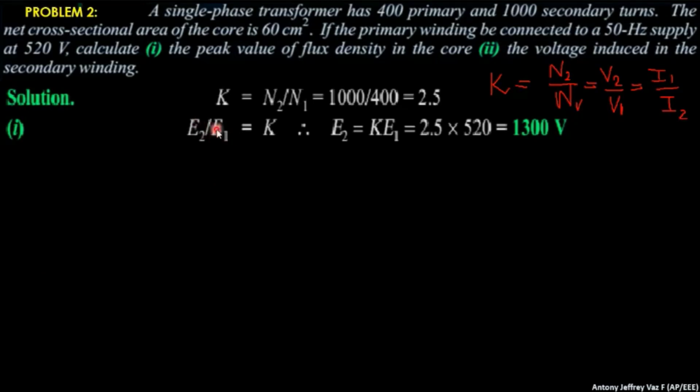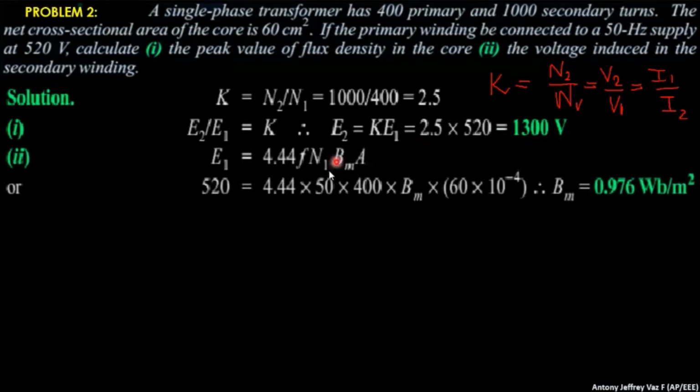So you can say E2 divided by E1 is also K. Here E2 and E1 are nothing but V2 by V1. So you can find E2 is equal to K into E1. You know K is equal to 2.5 and E1 is given, which is 520 volt over here. So substitute this, you will get E2 is 1300 volt.